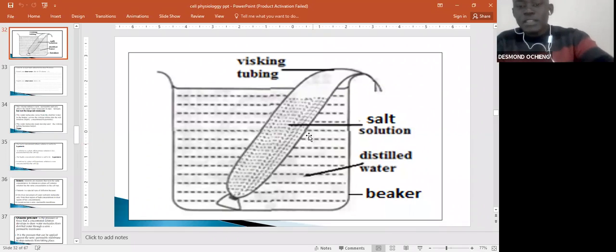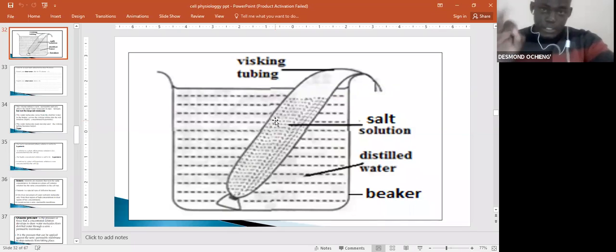So in this diagram here, the salt solution is the concentrated solution. The pressure or the force which is developed by the salt solution so that it can draw water from the distilled water inside the beaker is the osmotic pressure. So the pressure that is developed by a concentrated solution so that it can draw water from a dilute solution across a semi-permeable membrane is what is called osmotic pressure.